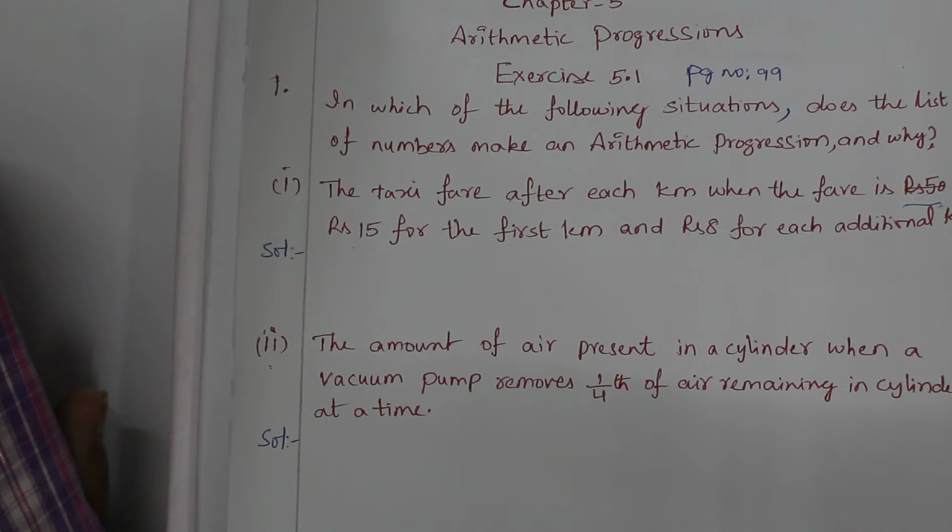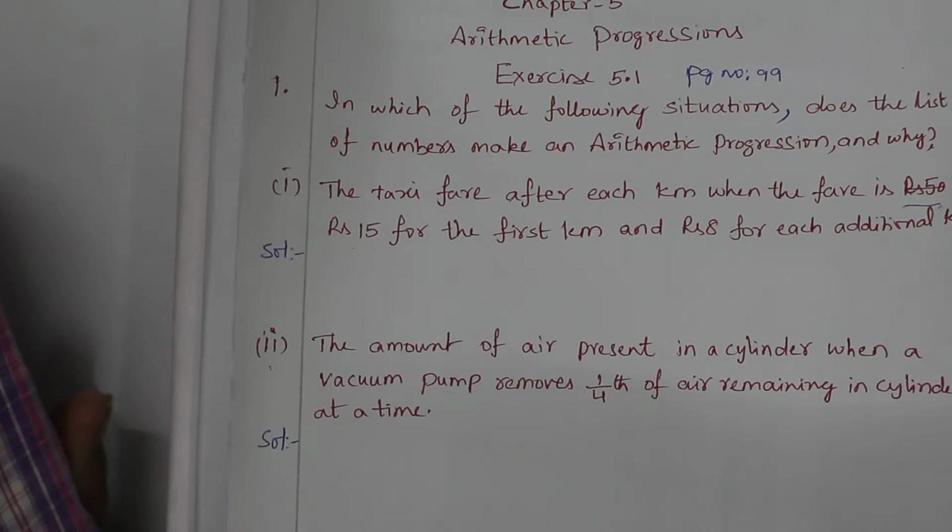In this session I am going to solve question number 1 for you from exercise 5.1, chapter 5 arithmetic progressions, page number 99. Before starting off with this question, I recommend you go through the introduction video I have made on this chapter so that you can brush up your basics and are prepared for solving the questions easily. So let's start with the question now.